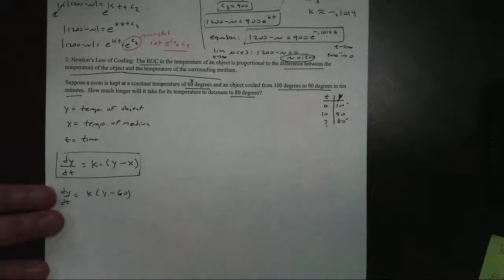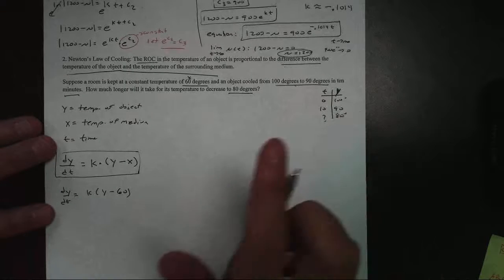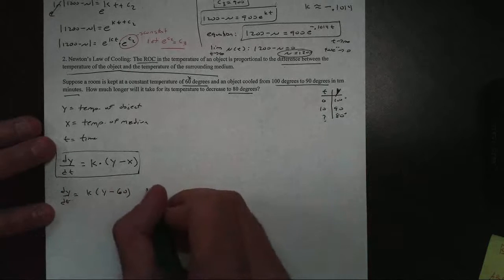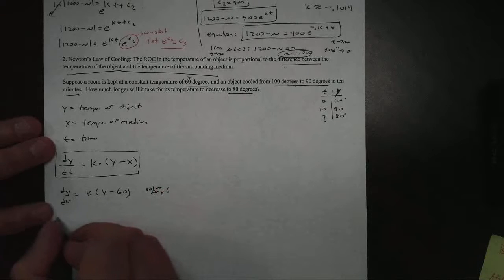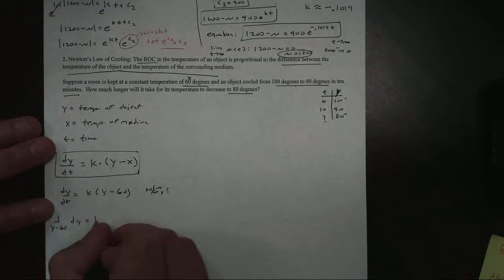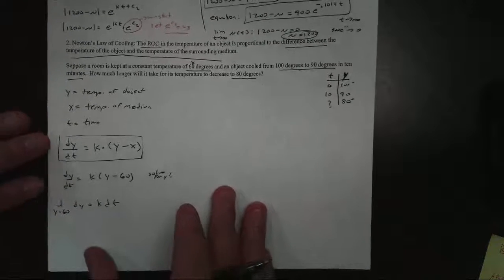We'll come back to all this stuff in just a moment. But before we can do that, we must solve for y. To do that, bring this over. I get 1 over y minus 60 dy equals k dt.